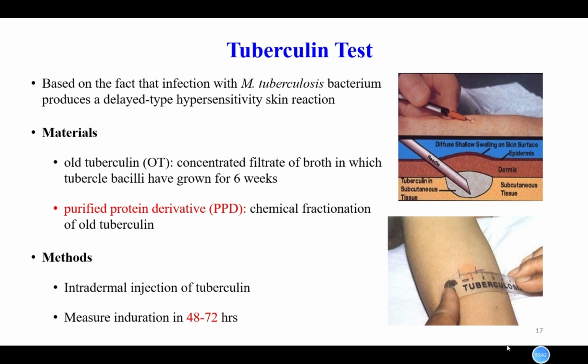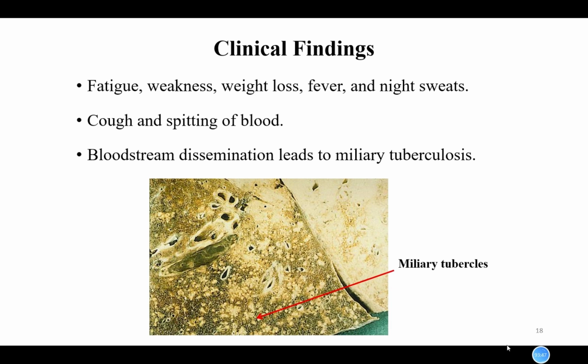Okay, so this is the tuberculin test. Clinical findings after tuberculosis infection: the patient would suffer from fatigue, weakness, weight loss, fever, and night sweat. They would suffer from vigorous cough and spitting of blood because of damage in the lung tissue. And without treatment, the patient usually would die.